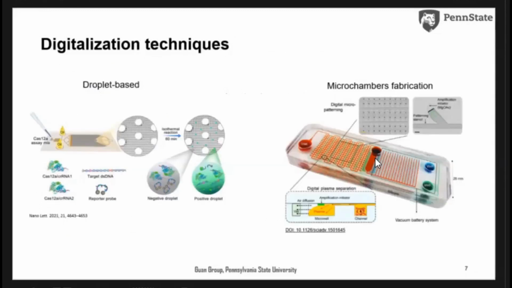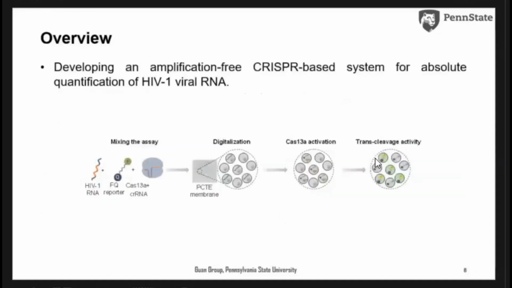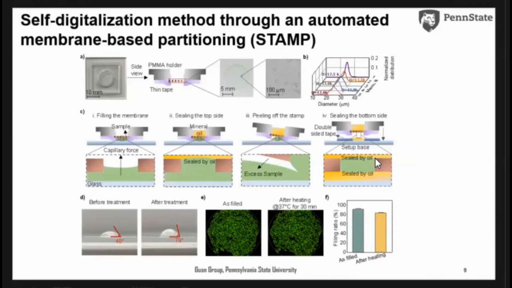So far, different methods have been used for digitalization, such as droplet-based and microchamber fabrication, but all of these methods need very complicated fabrication techniques and also complicated fluidic control systems. So that's why in our study, we wanted to develop a simple CRISPR system for absolute quantification of RNAs. We came up with a stamp technique to easily digitalize the assay. In our system, we're using a commercial membrane to digitalize the assay.